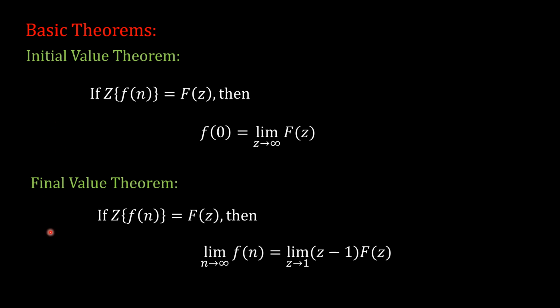For what purpose will these two theorems be used? If we don't know what the given function or the sequence f of n is, suppose the z transform is given, f of z, then from that only we can evaluate the initial value of the function, that is f of 0, and the final value of the function, that is limit n tends to infinity of f of n, without knowing the actual function f of n. So that is the use of these basic theorems, that is, initial value theorem and final value theorem.